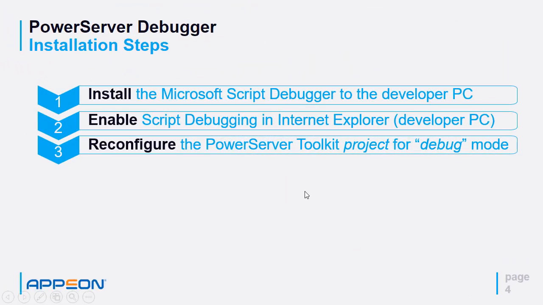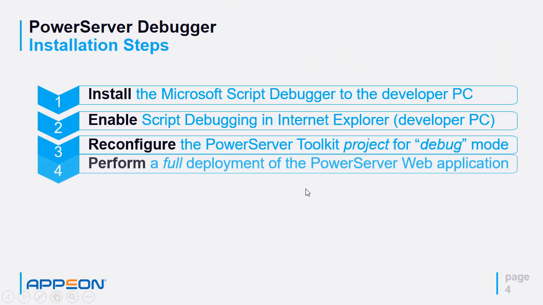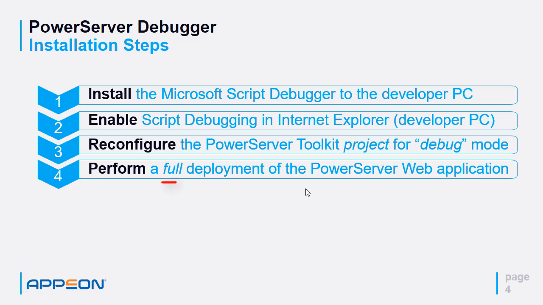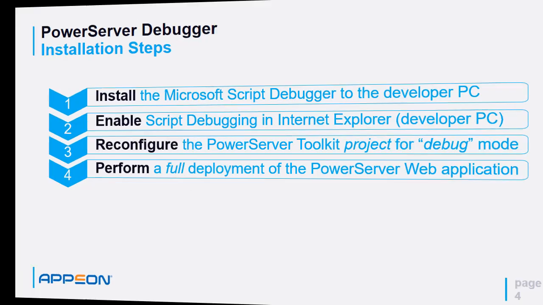So after you've reconfigured the project for debug mode, the next thing you need to do is perform a full deployment of the PowerServer web application. This will basically deploy the application with all the debugging information to the PowerServer itself, which will then be pulled in at execution time for analysis by the PowerServer debugger within the Internet Explorer web browser. Let's do this piece now.